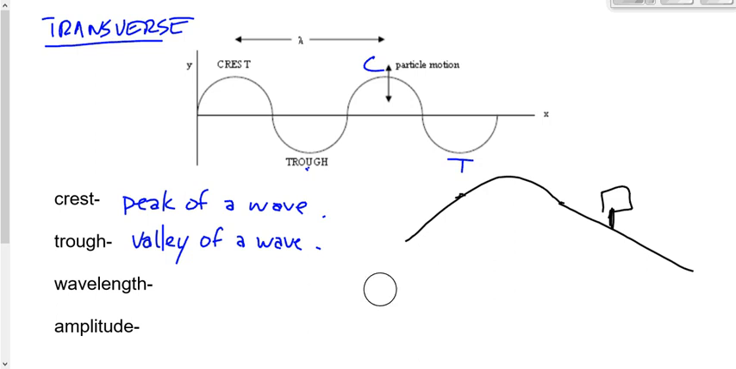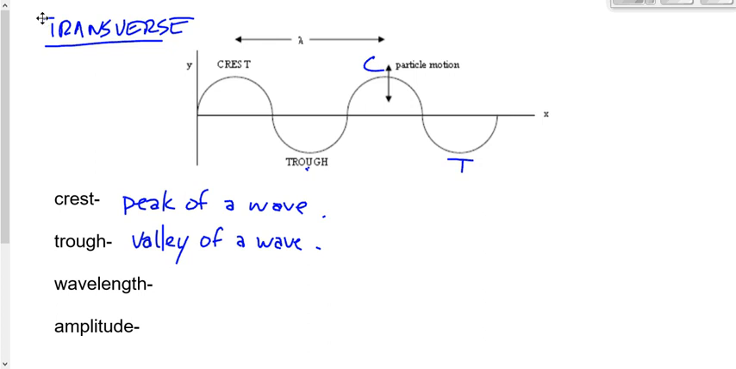The trough is the valley. It's kind of like a feeding trough, right? If there's a trough in a barn, that's where the animals would eat from, this dip or this valley or this trough where the food would be. The trough is the valley of a wave.